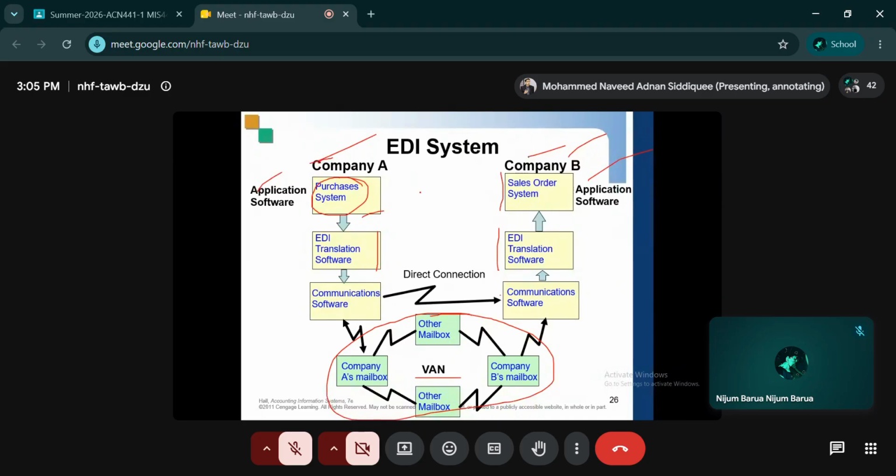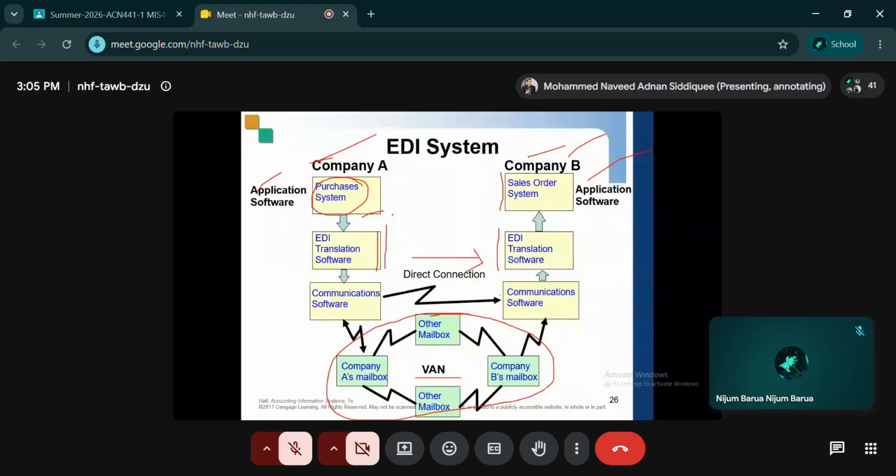So what is happening is company A sends a purchase order, the purchase order is translated, then when it reaches the supplier it is retranslated, and using that purchase order a sales order is prepared. So the purchase order is being used to prepare the sales order. So this is how the system is working, right?